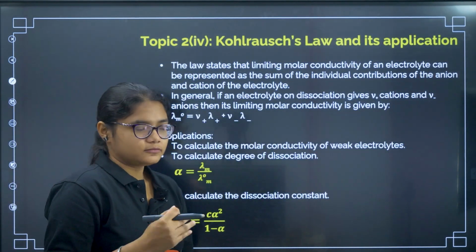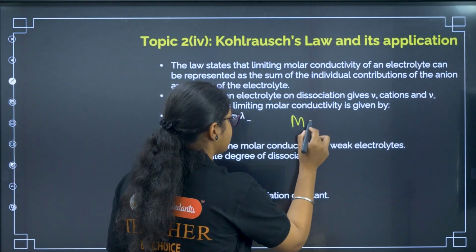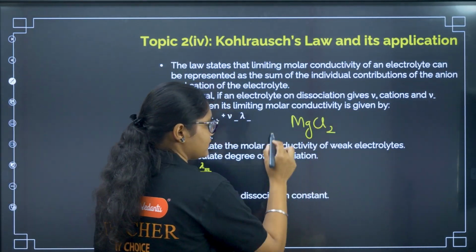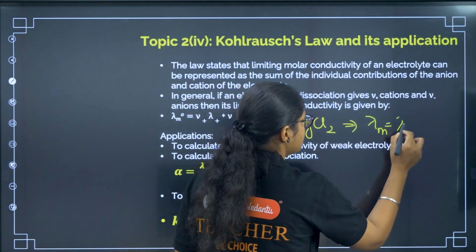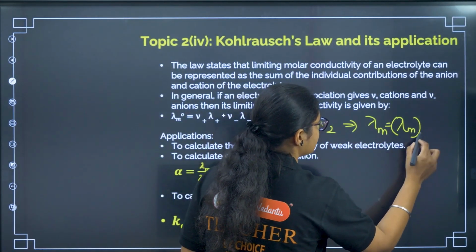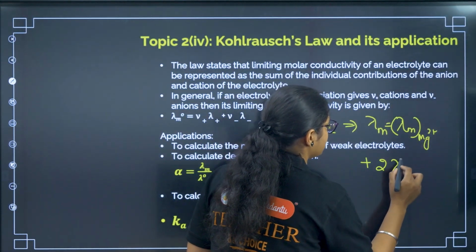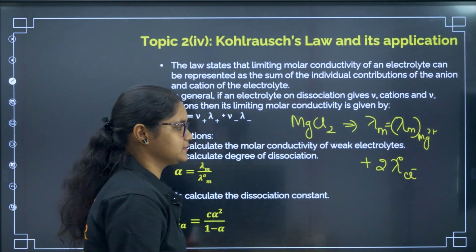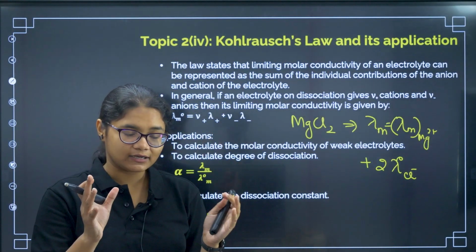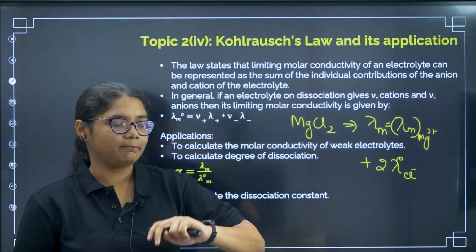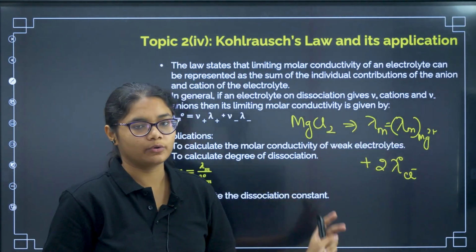Now, Kohlrausch's law. It is nothing much, just a statement, and you only have to know this: suppose one electrolyte is there, MgCl2. Then what is the molar conductivity of this one? That is lambda m of Mg2+ plus 2 times the molar conductivity of Cl-. So what does it tell us? The total conductivity of magnesium chloride will depend on the conductivity of magnesium and the conductivity of chloride.